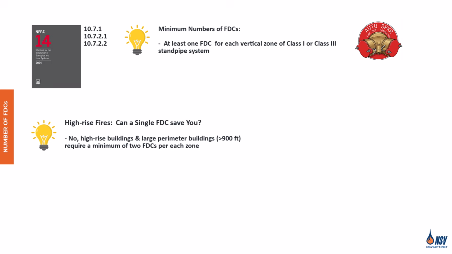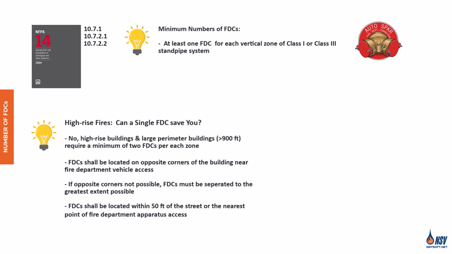These connections improve operational flexibility and reduce delays caused by obstacles like parked vehicles, damaged hose threads, or debris in the intake piping. These connections must be located on opposite corners of the building, positioned as close as possible to fire department vehicle access. If opposite corners are not feasible, the FDCs should be separated to the greatest extent possible.